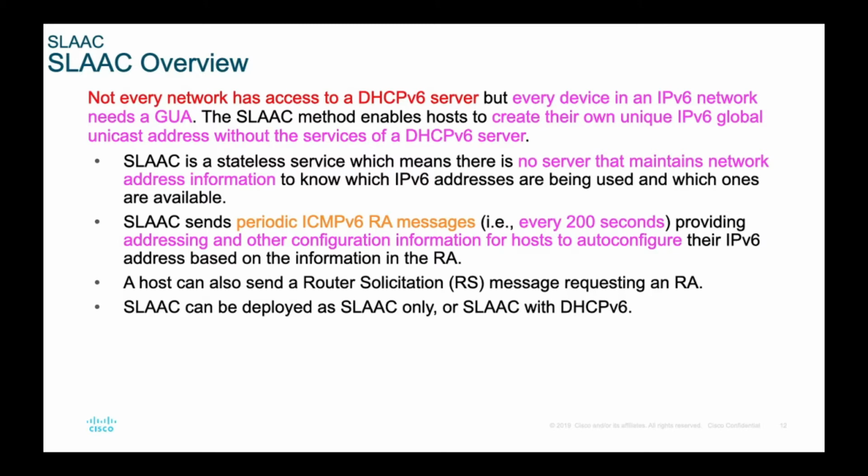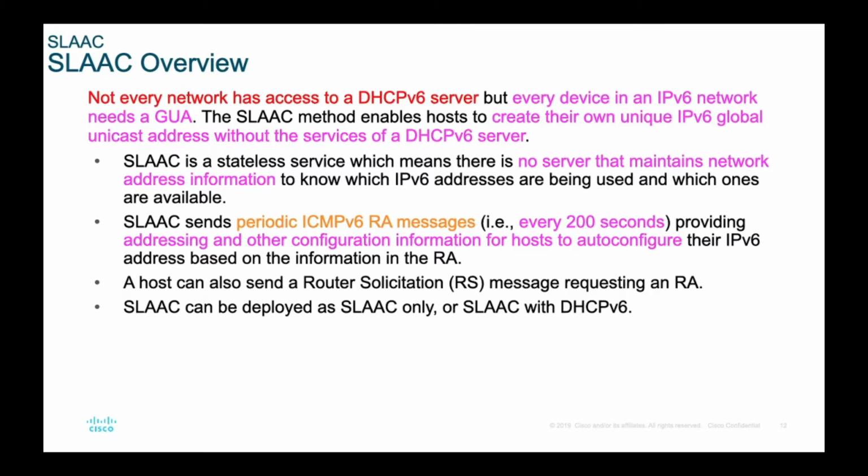So with SLAAC, a client will create its own unique IPv6 global unicast address without interaction with the DHCP server, and that IPv6 global unicast address is unique. We do not create an IP that is the same as another device. Actually, it's almost impossible to have the same IP. Let's see how. Okay, SLAAC is a stateless service, which means there is no server that maintains our network address information. So no need for a server.